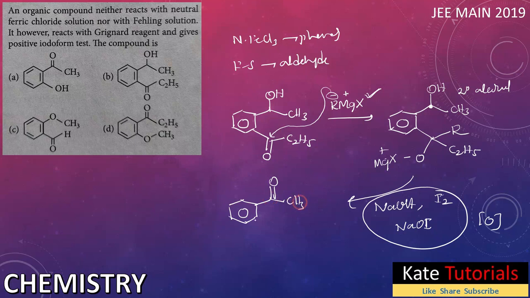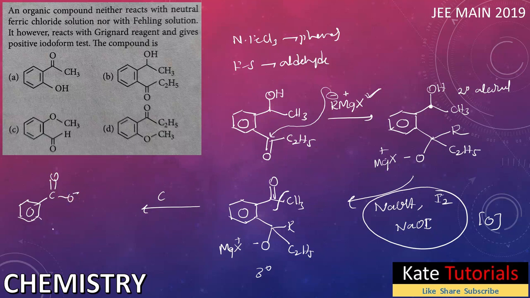So I will get CH3 here, O minus MgX plus, R, and C2H5. You may ask, sir, here also there is an alcohol, why is it not going to oxidize? But this alcohol is tertiary, so no need to worry. Further, if I add sodium hydroxide in presence of iodine, it will oxidize like this. The benzene ring comes here with COO minus, O minus MgX plus, ethyl C2H5 as it is, the R group as it is, and this CH3 will be converted to CHI3.